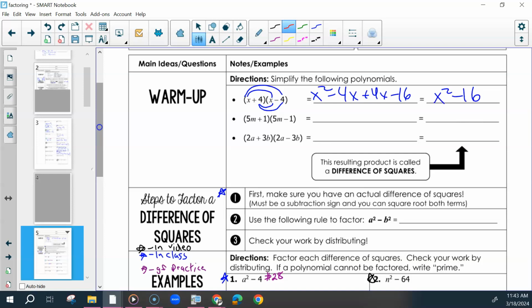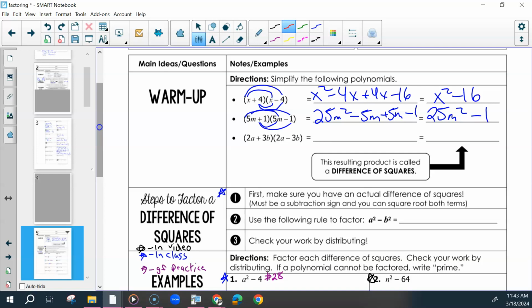Do the same thing for the next one. 5m times 5m. 25m squared. 5m times negative 1. Negative 5m. 1 times 5m. Positive 5m. And 1 times negative 1. Negative 1. Combine like terms, what would our final result be? 25m squared minus 1.